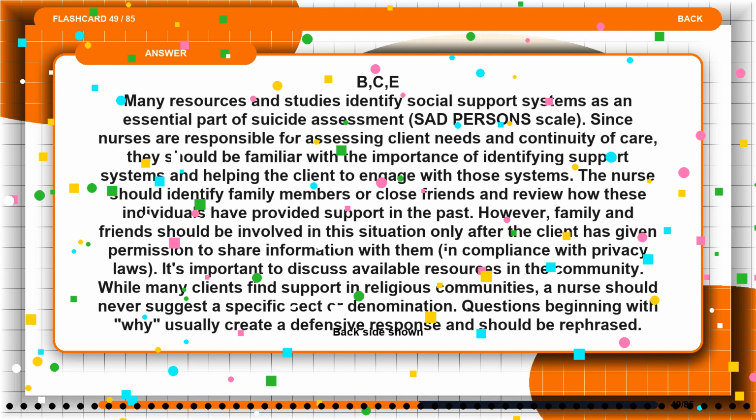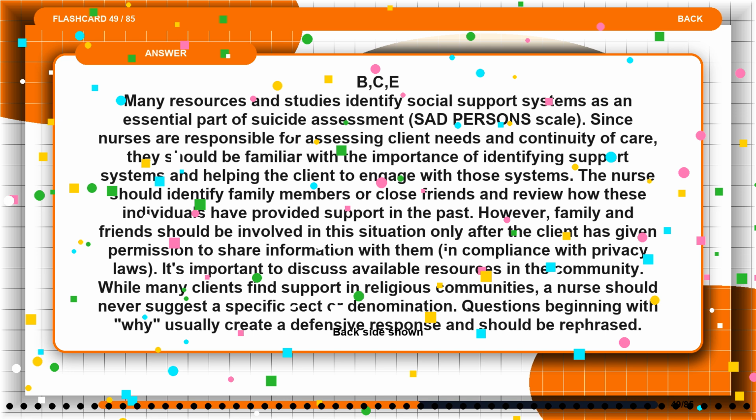The answer is BCE. Many resources and studies identify social support systems as an essential part of suicide assessment, such as the SAD PERSONS scale. Since nurses are responsible for assessing client needs and continuity of care, they should be familiar with the importance of identifying support systems and helping the client to engage with those systems.